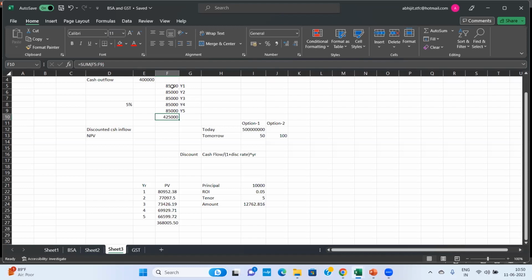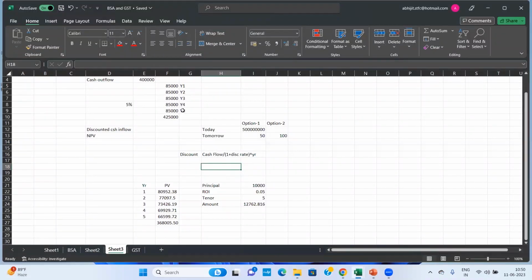Yes, amount divided by 1 plus discount rate to the power of number of years. 1 plus discount rate, not discount rate. It is 1 plus discount rate. Look at this place. Okay. So this is the concept of NPV when we talk about NPV.